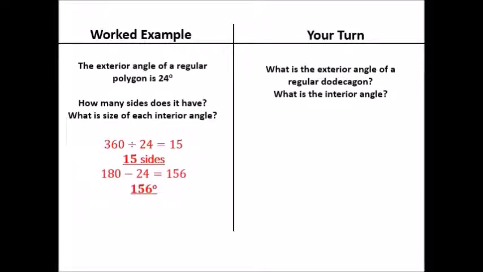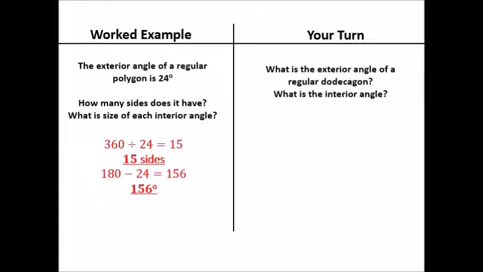So when it comes to this question we need to recognize that in order to find out how many sides a regular polygon has, what we can do is divide 360, the number of degrees in a full turn, by the size of the exterior angle. That's because exterior angles all add up to 360 degrees. So in this case, if we do 360 divided by 24, we end up with 15, which tells us we have 15 sides to this shape.